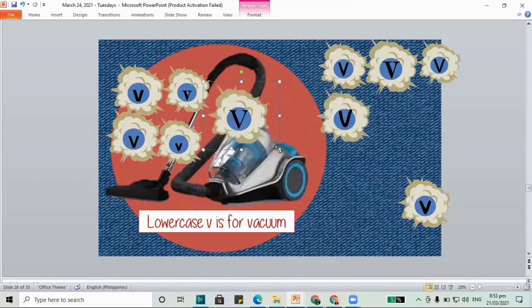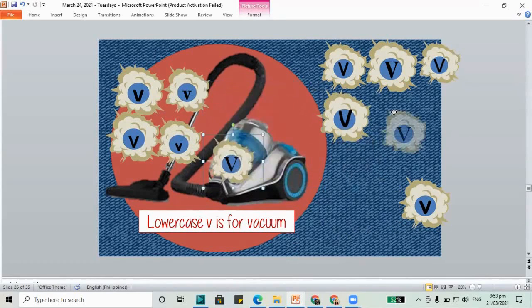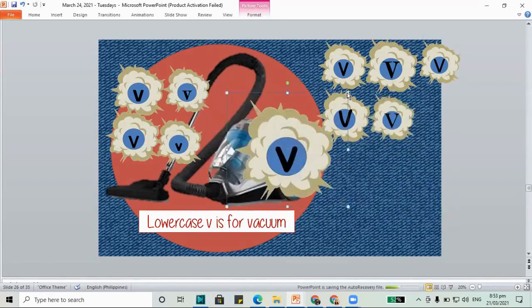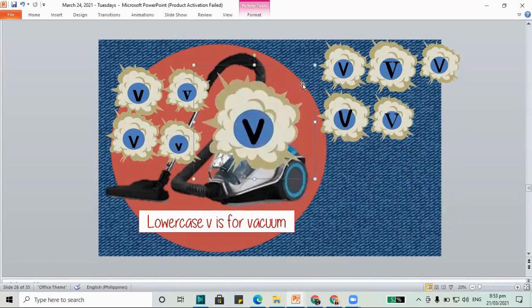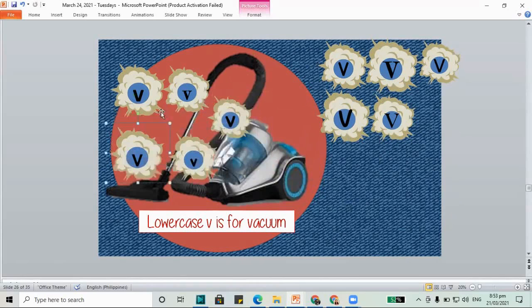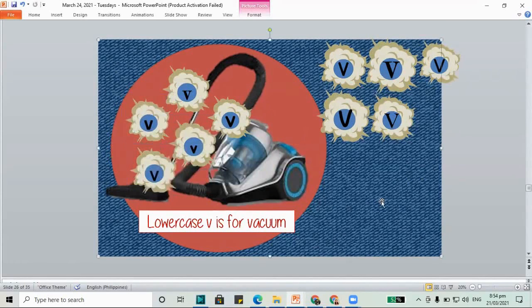And this one, do we have our lowercase v? No, this is capital V. And the last one, is this lowercase v? Yes, this is lowercase v. Let's put it in the vacuum. So we found all our lowercase v, the ones in the dust cloud. And we need the vacuum to clean it. So we found all our lowercase letter v for the vacuum.